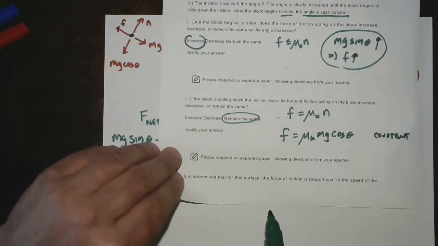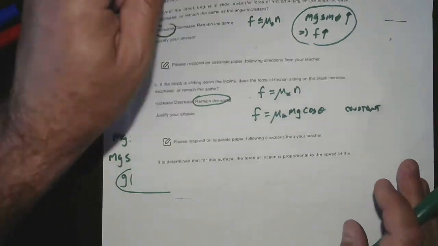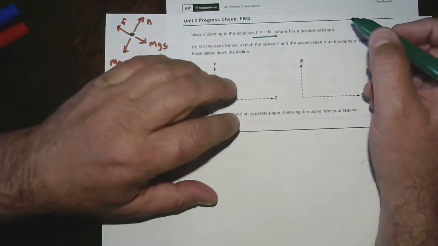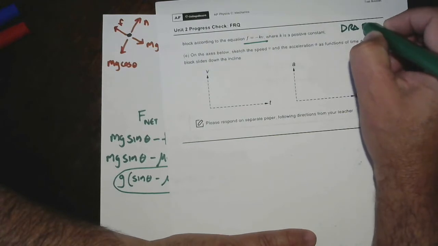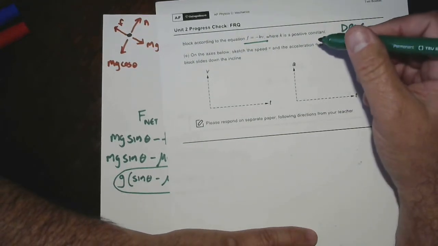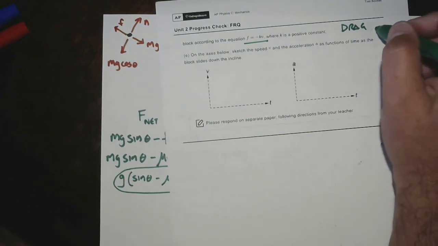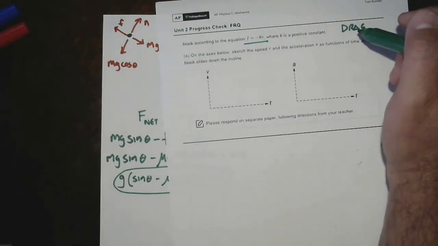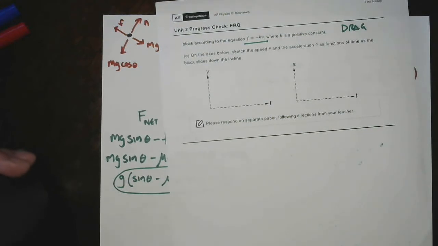Okay, now finally, it is determined that for this surface, the force of friction is proportional to the speed of the block according to this equation. Okay, that looks familiar. I've seen this before. This is our drag problem. This is where we get our differential equation and some other things out of this. So we know how this works. We could find a terminal velocity for this thing. We kind of know what things look like. And it says E, on the axis below, sketch the speed and acceleration as a function of time.